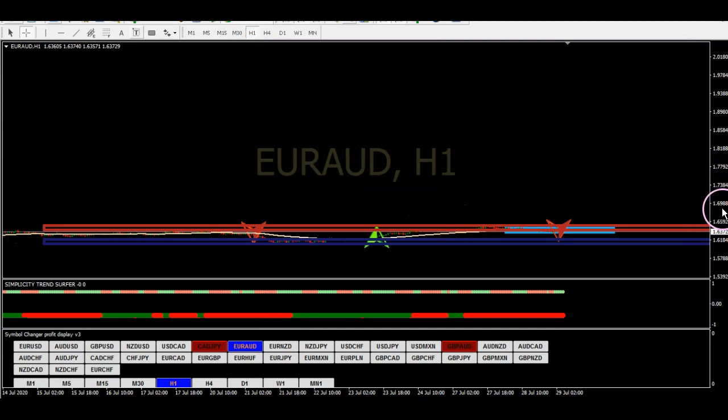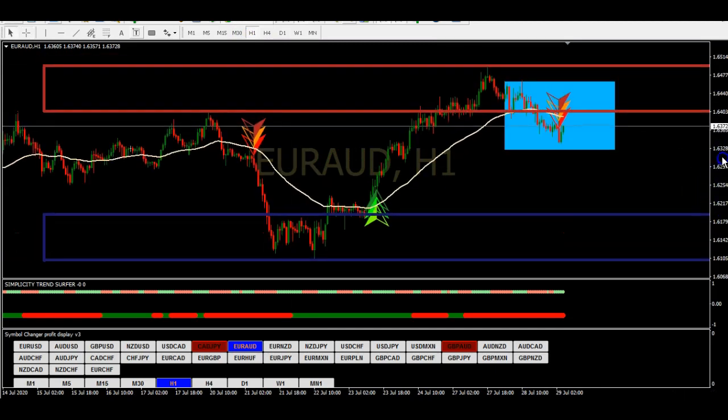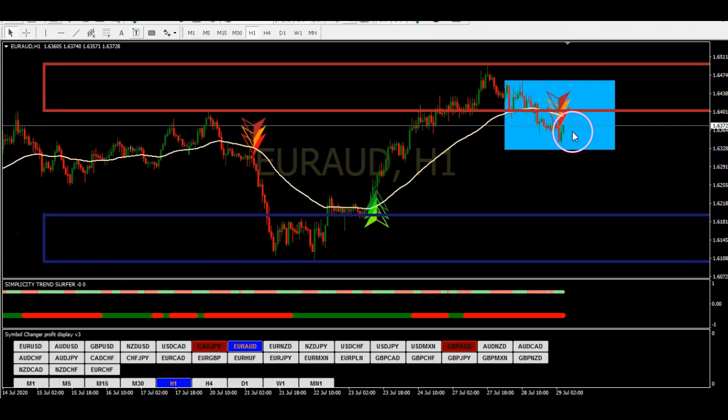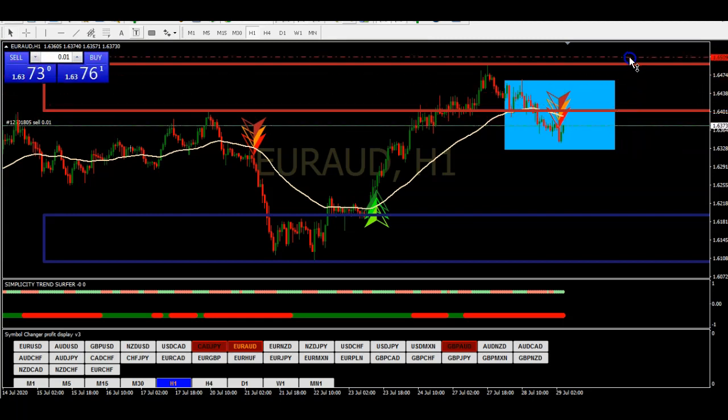Let me open this up, and we're going to take this trade together. Okay, and right now we can go into the trade. I'm going to take this trade with a very small lot, with the 0.01. That means that I'm going to take that trade with 10 cents per pip, and I'm going to sell it right there. I'm going to put my stop loss above the sell zone.